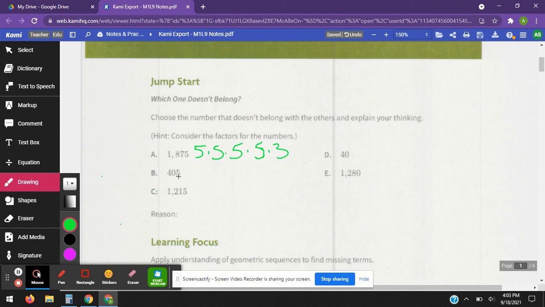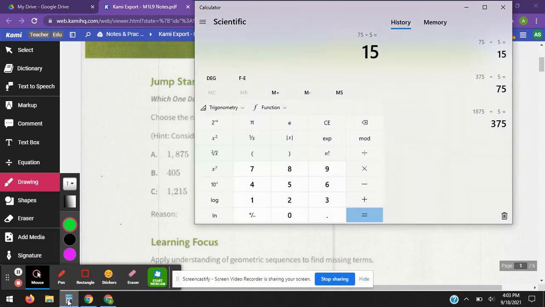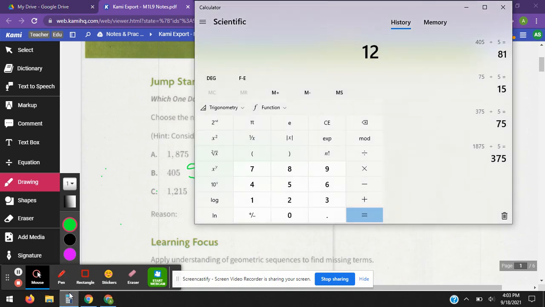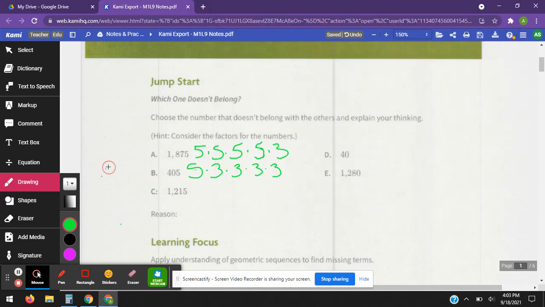Let's try 405. Look at that, that one ends in a 5 as well. All right, so 405 divided by 5 is 81. So 5 times, and I know 81 is 3 times 3, which is 9, times 3 times 3, which is 9. So 9 times 9 is 81. 81 times 5 is 405. Okay, let's look at this one. Ends in another 5. 1215 divided by 5, 243.